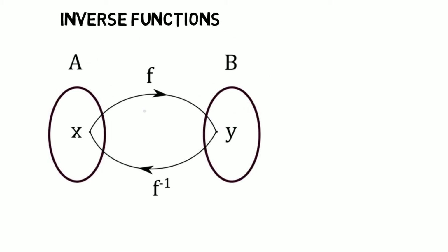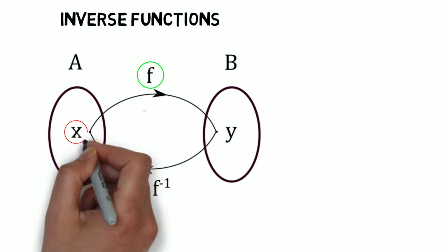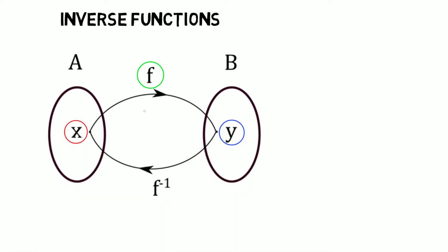So what is an inverse function? Well, we know that a function transforms the object into the image. So in this case, function f transforms object x into image y. So an inverse function basically does the opposite. It transforms the image of the function back into the object. So in this case, function f inverse takes y as its object and transforms it back into the image x.